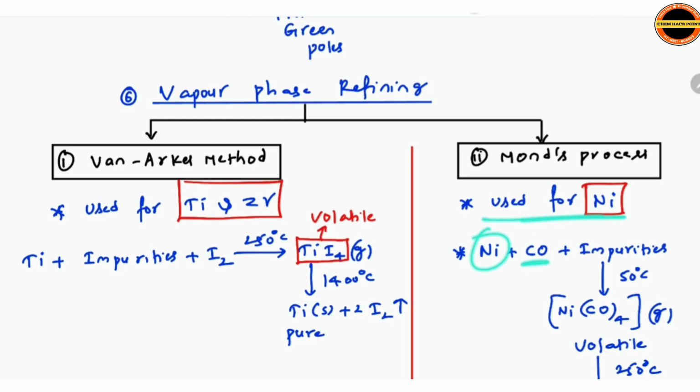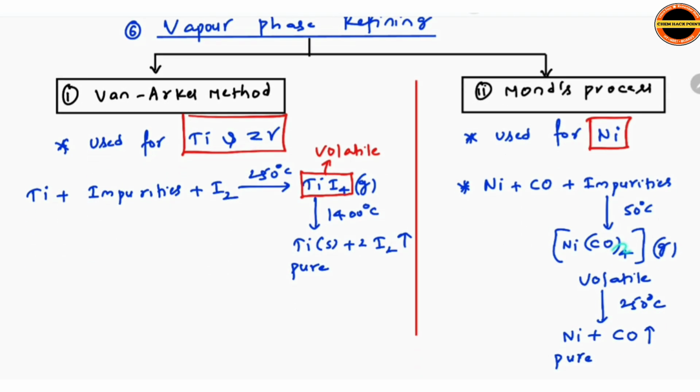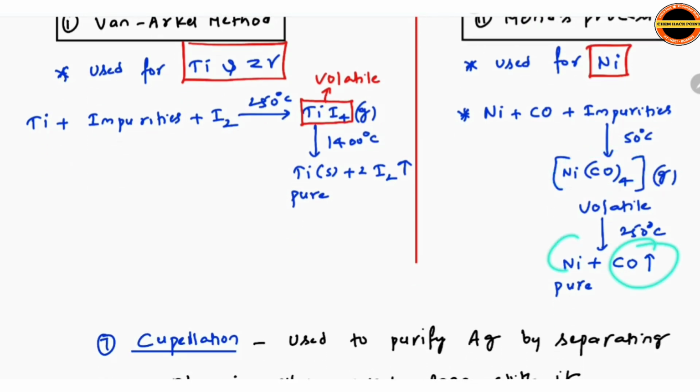Nickel along with impurities is heated with carbon monoxide. At 50 degrees Celsius, it forms nickel tetracarbonyl, a volatile gaseous compound. On heating further, CO gas goes out, leaving pure nickel to us. At the same time, impurities are left in the container itself. Here also impurities are left in the container.